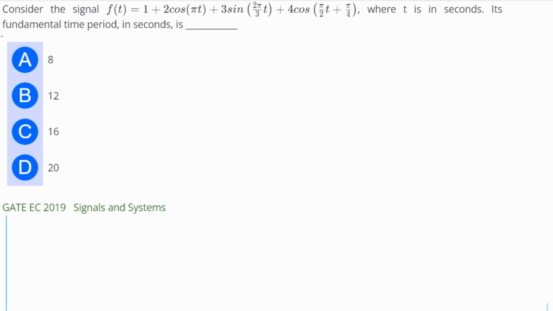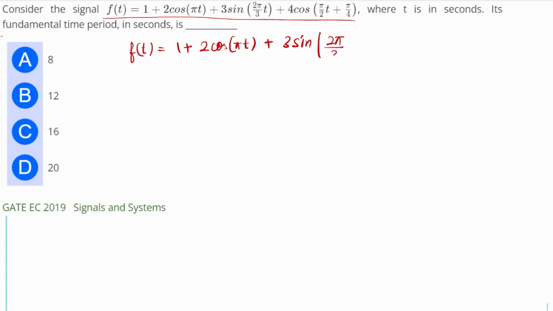So in order to find out the fundamental time period of this whole function, we need to find out the individual time periods. So this is a function having four different terms. So f(t) is equal to 1 plus 2 cos pi t plus 3 sin 2 by 3 pi t plus 4 cos (pi by 2 t plus pi by 4). So this is 1. So 1 is a DC signal.